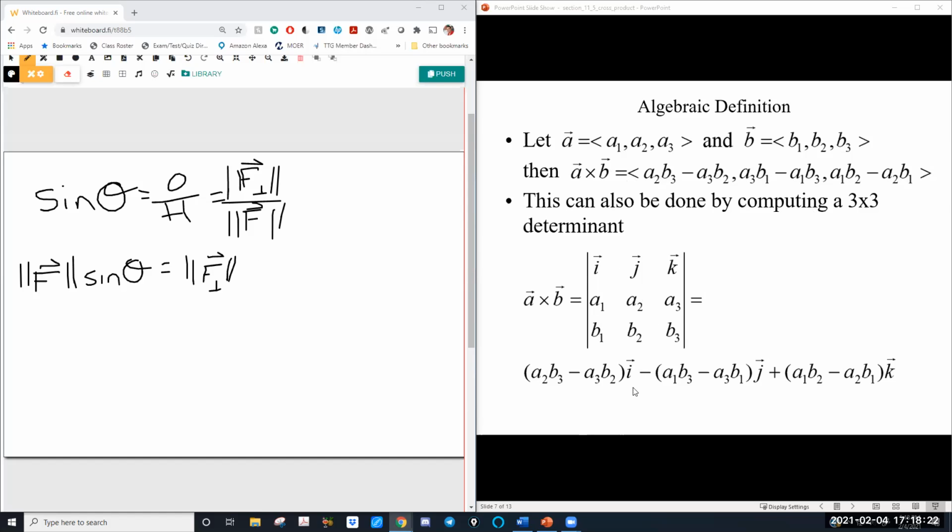Now, I do want to point out one difference here, and it's an important one. It's this middle term. Notice here, it's A3B1 minus A1B3. But here, it's reversed. The reason it's reversed is because of this negative sign, pretend like that's an arrow. That negative sign flipped those two terms, and that's why these two are the same, even though that middle term looks different.